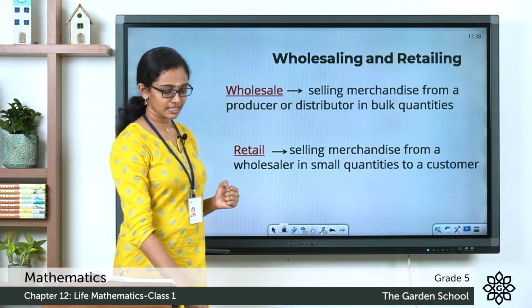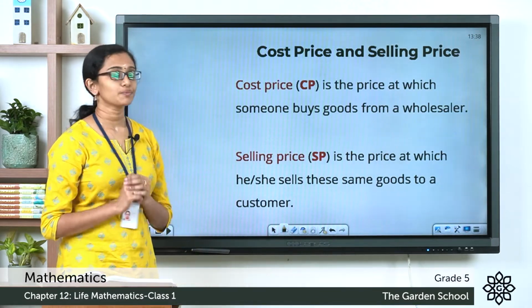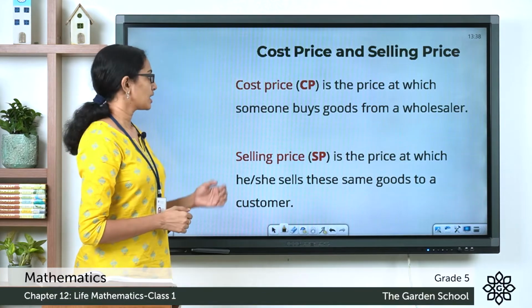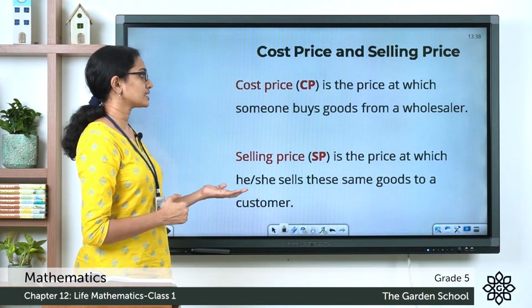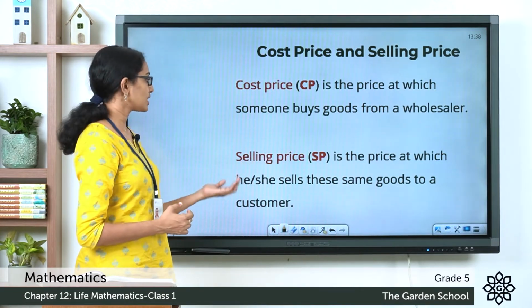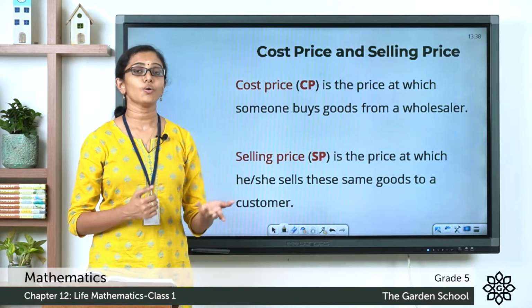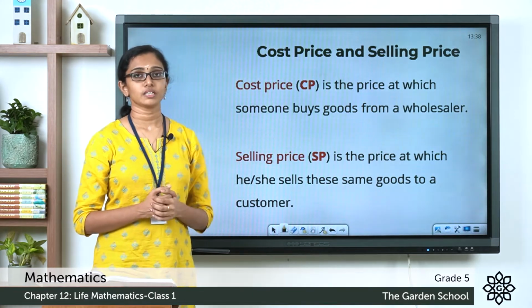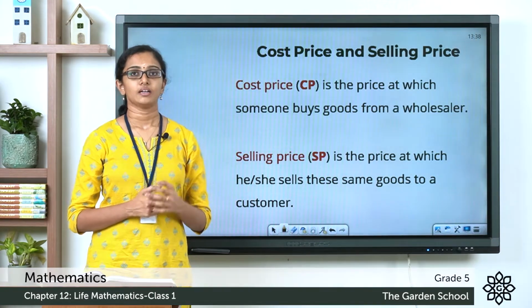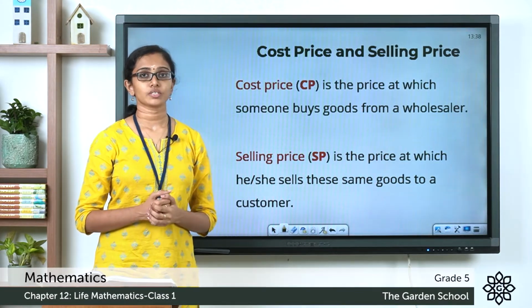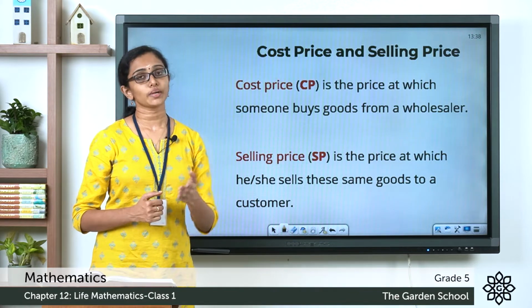Let's see that once again. Cost price is the price at which someone buys goods from a wholesaler. And selling price is the price at which he or she sells these same goods to a customer. So the wholesaler will buy things from a producer at a cost price and the retailer will sell these same goods at a selling price to a customer.